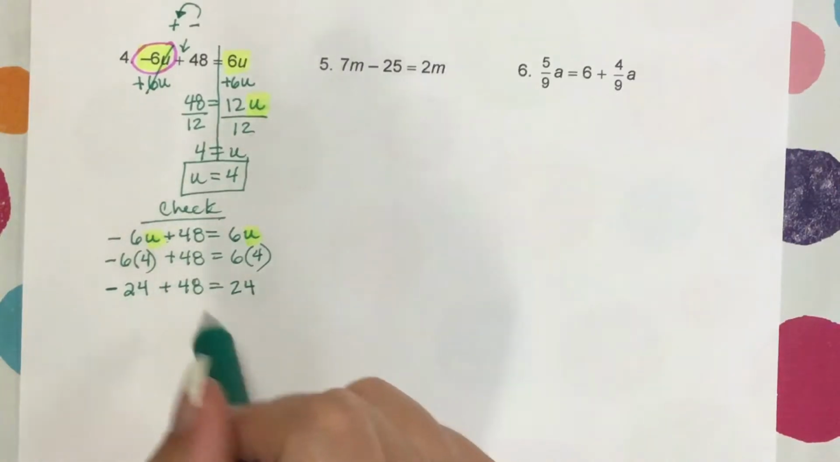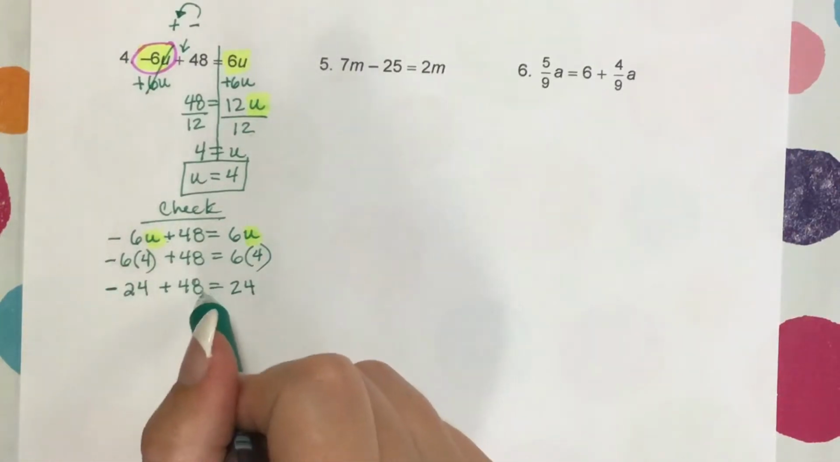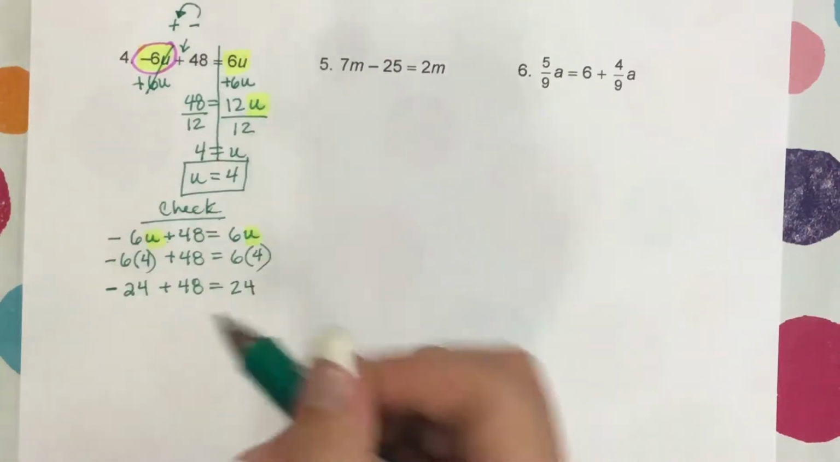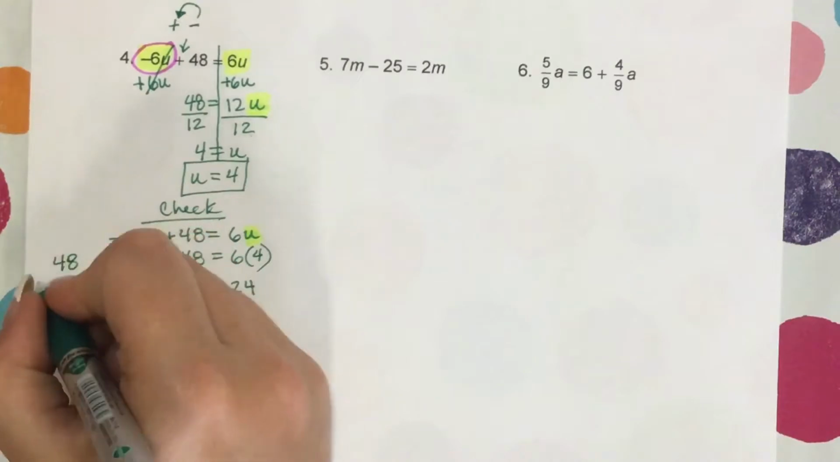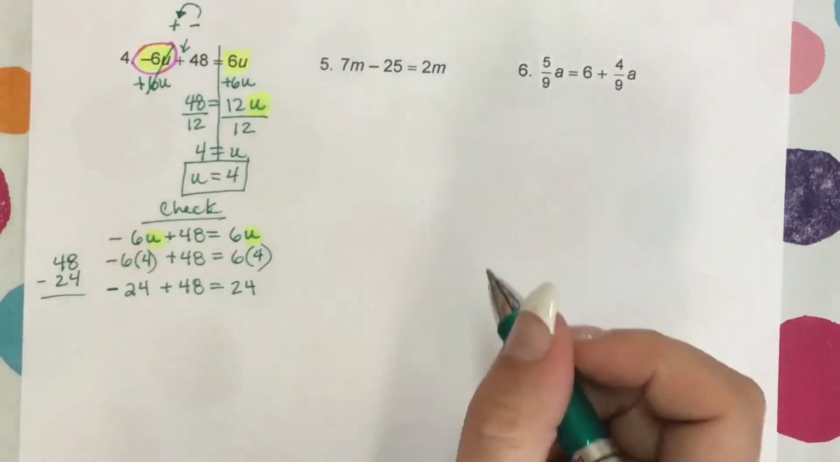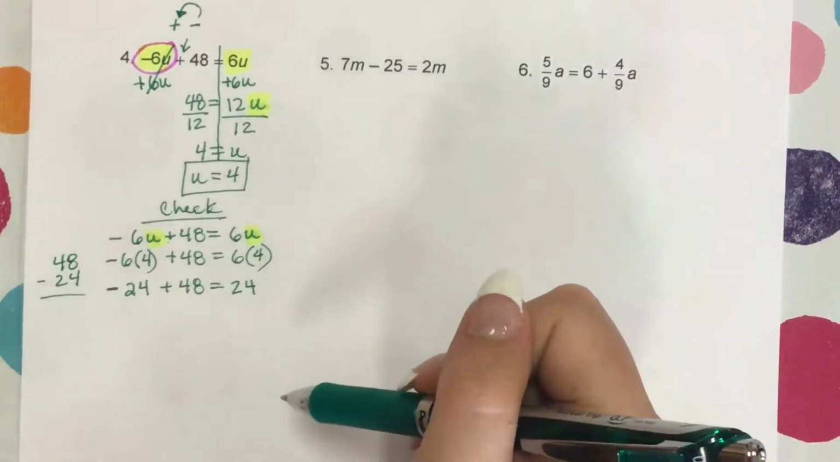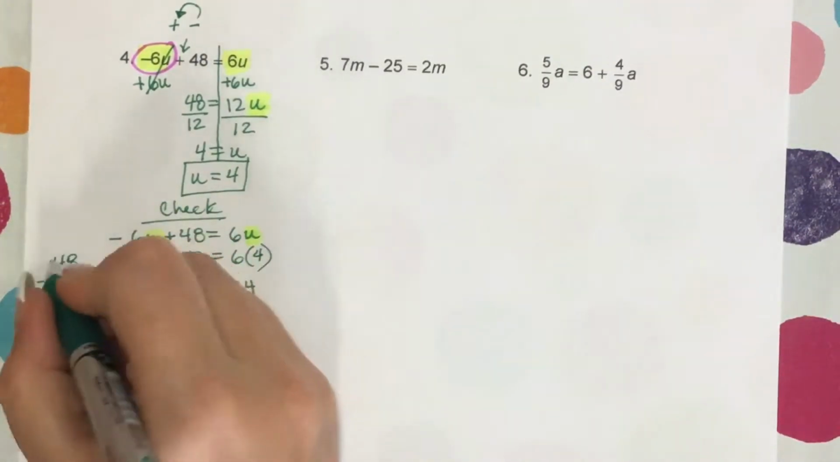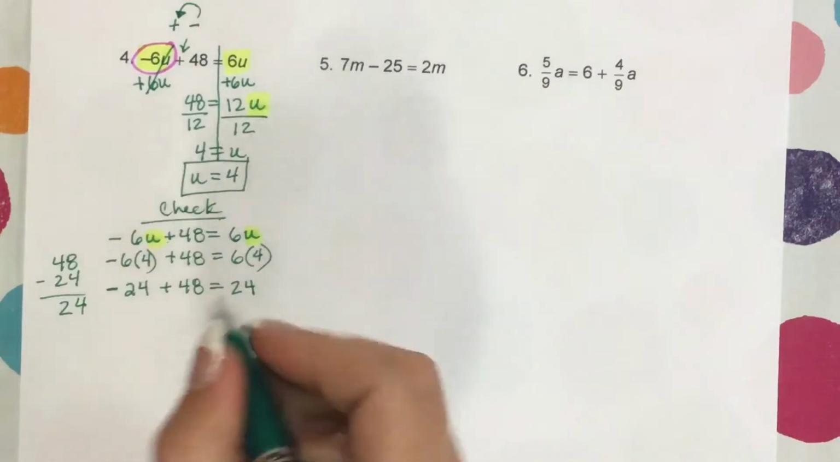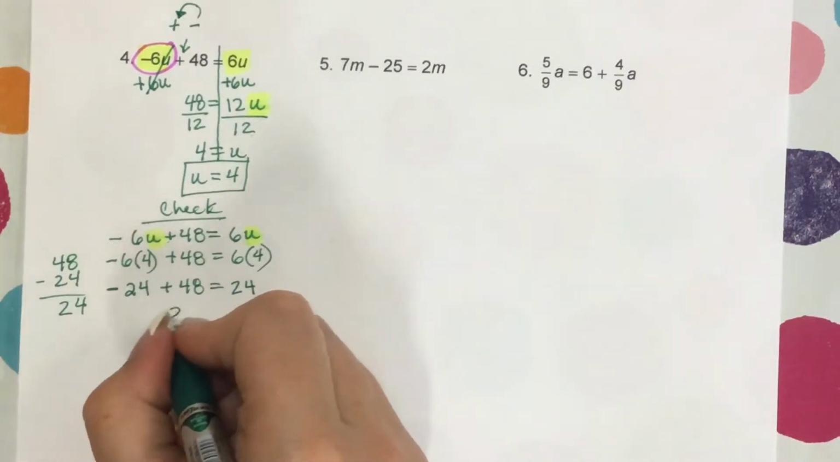Okay, so I'm adding, and I have a negative and a positive, so the signs are different. So I'm going to take the difference of the two numbers. So I'm going to go 48 minus 24 here. Figure out what the difference between these two numbers is. 8 take away 4 is 4. 4 take away 2 is 2. So the difference between these numbers is 24.